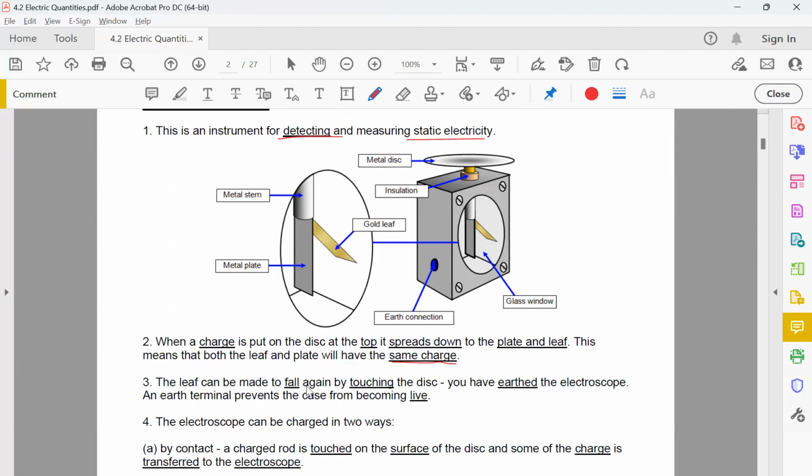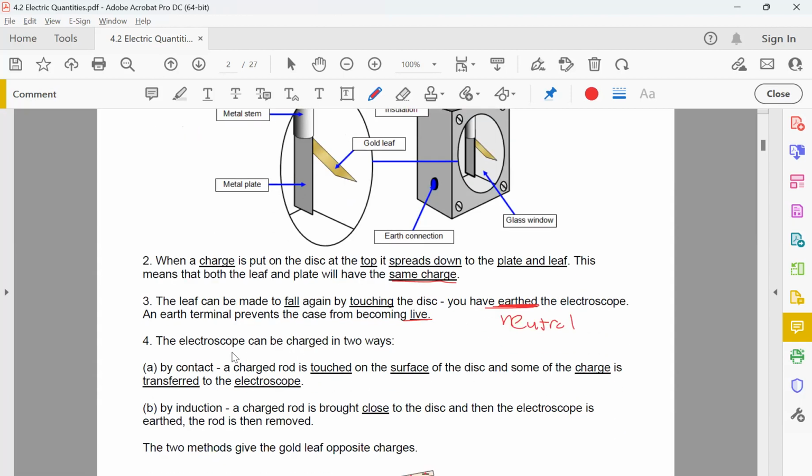The leaf can be made to fall again by touching the disc. When you touch the disc, you have earthed the electroscope, this is a very important keyword. When you earth it, it will become neutral again. An earth terminal prevents the case from becoming live, so it will not have any excessive amounts of electric charges. Electroscopes can be charged in two ways.